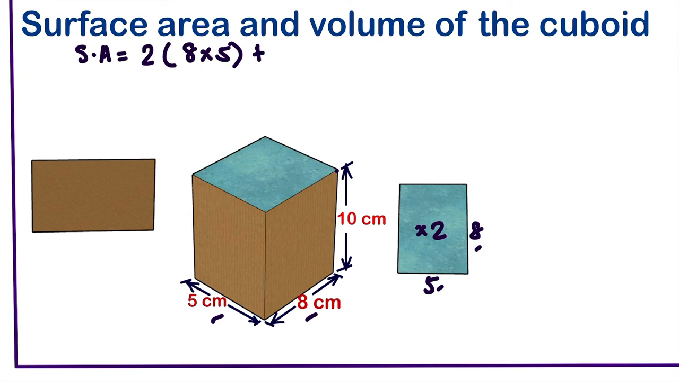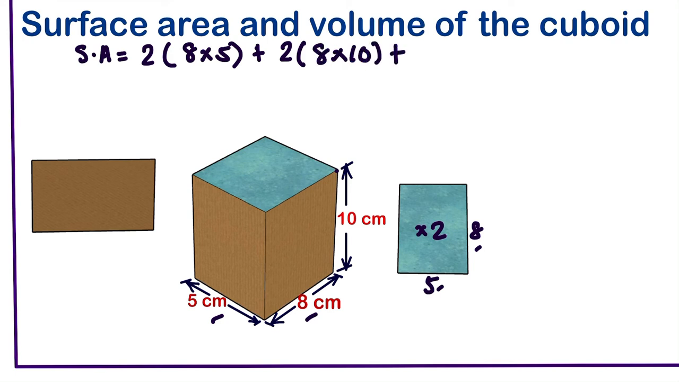Plus. Now looking at this, there is a rectangle at the front. So we have this rectangle which is 8 and 10. The one in front and this rectangle behind are the same. So it's also going to be times 2, 10 and 8. So front and back are the same. So we are going to have 2 bracket 8 times 10.